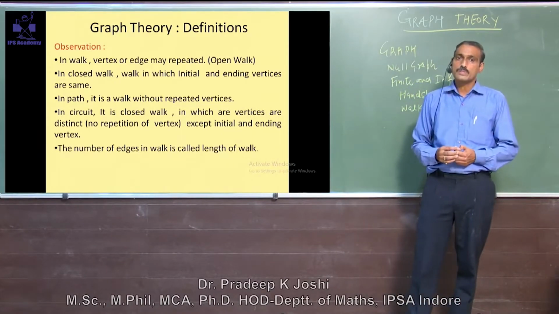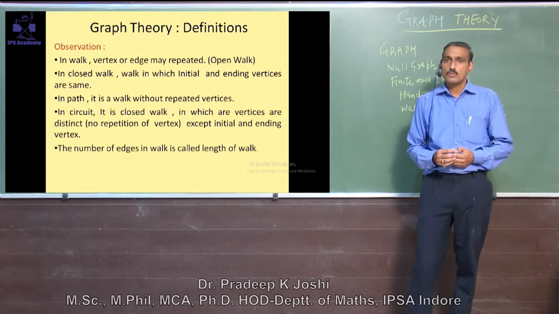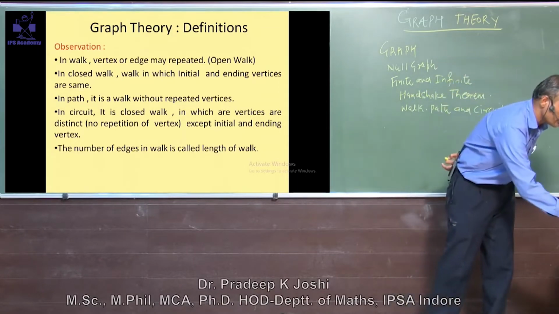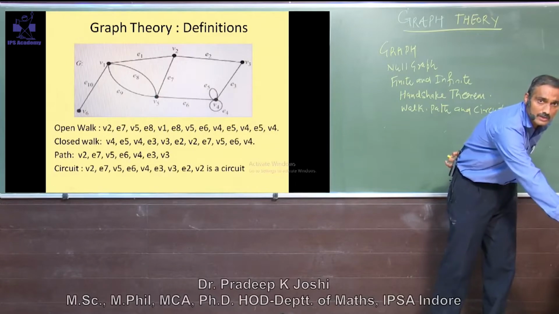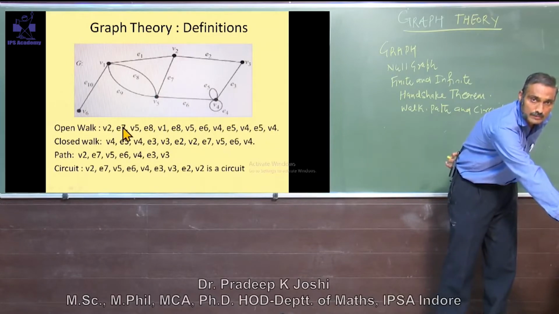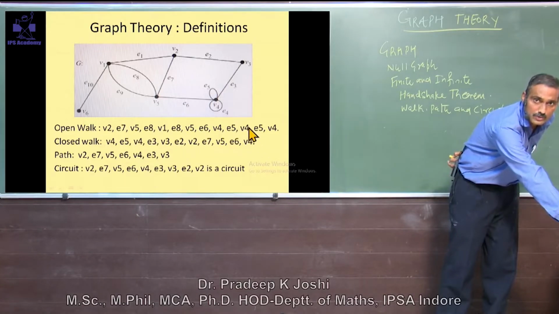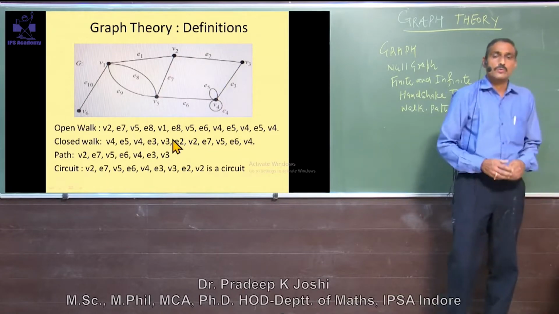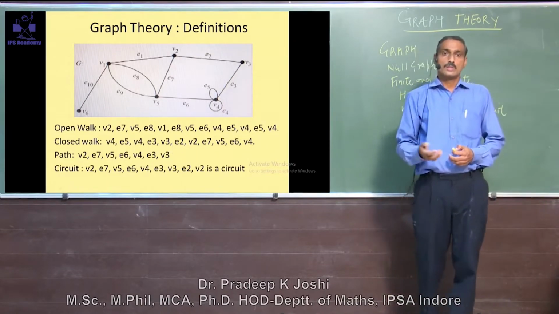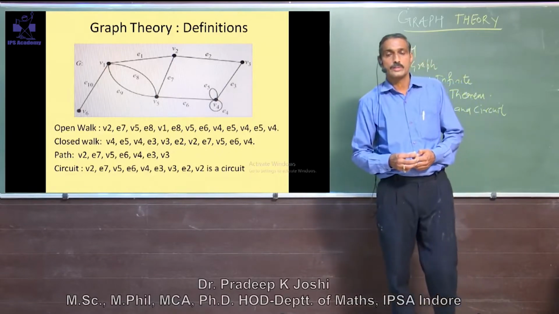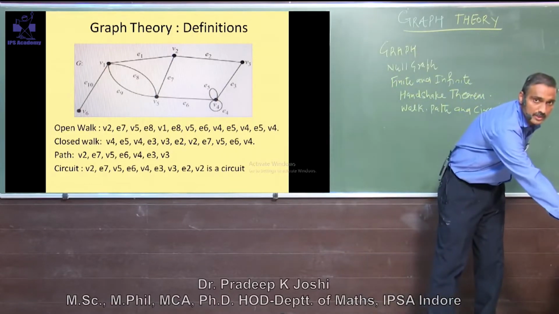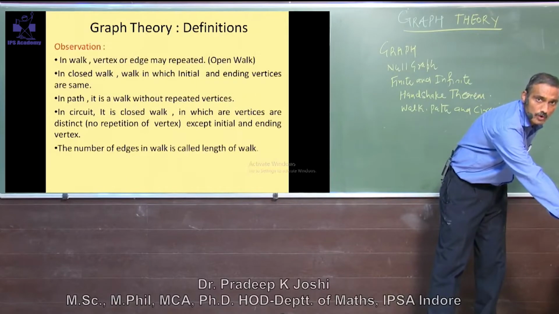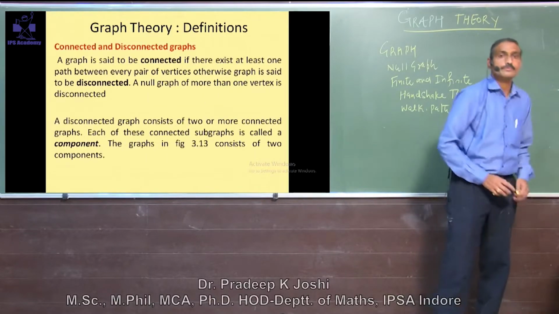The number of edges in a walk is called the length of the walk. In the previous example, the edges of the open walk are E7, E8, E8, E6, E5, and E5. The total length of the walk is 3, because E8 is repeating here, so we neglect the repetition. So this is the example of open walk, closed walk, and circuit.